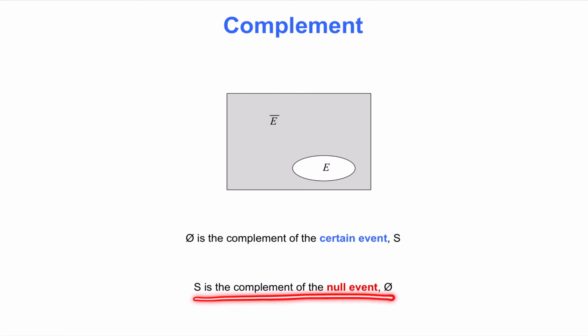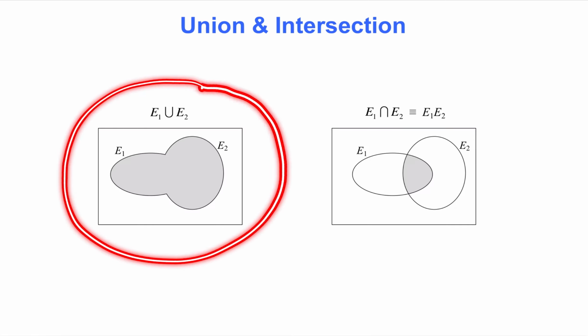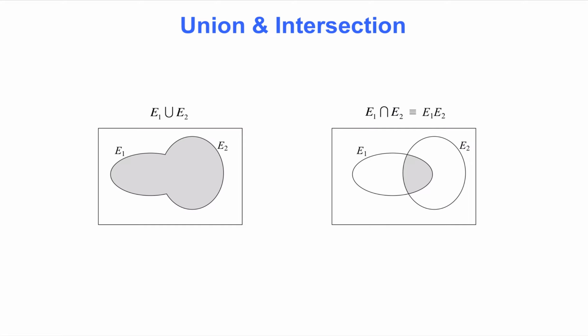The next slide introduces two operators called the union operator and the intersection operator. These operators are used to create compound events out of two or more basic events. The union of two events, denoted with a U symbol, is an event that contains all the sample points that are either in E1 or in E2 or both. It is pronounced with the word or, so here you can say E1 or E2. Notice that the overlap region where both E1 and E2 occur is included in the union operation.